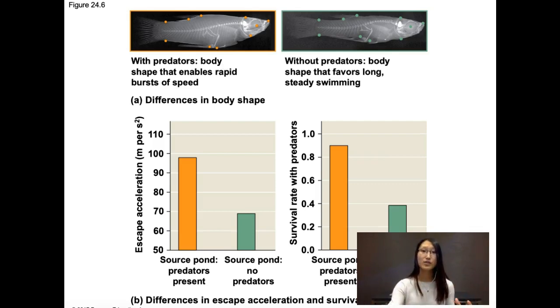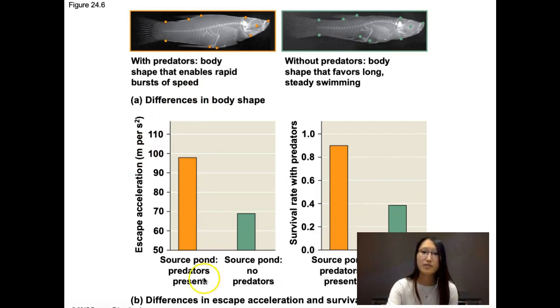So more of those orange fish are going to survive and reproduce, and eventually they're going to become the majority of the population within this one pond. And eventually, through this natural selection process of the existing mutations and phenotype, notice I said existing mutations and phenotype, right? This body shape did not occur because of the predators. This body shape was there in the first place, but it just went through the process of natural selection to make it more prevalent within the population. So I hope that makes sense. And if it doesn't, please ask me at some point.